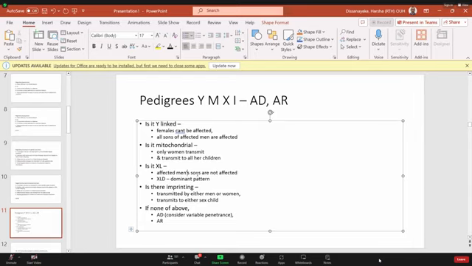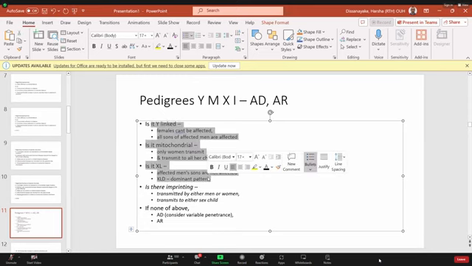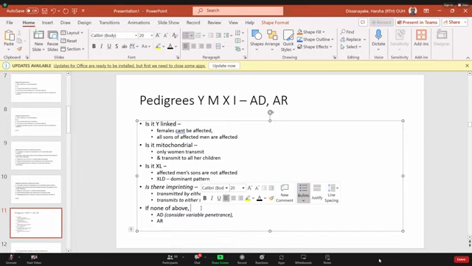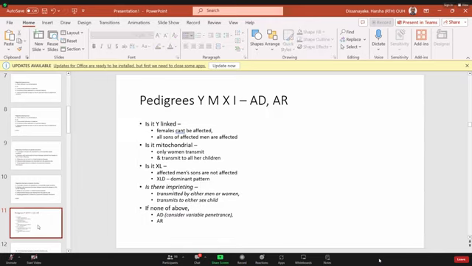Then to differentiate between recessive and dominant, I look at other things like skipping generations. I don't think you need to worry about genomic imprinting. So you can leave it for the moment. And if the pattern is not of any of these, then it's either autosomal dominant, no skipping of generations, or autosomal recessive, where there is skipping of generations. Variable penetrance, again, probably not to worry too much about. Okay, fine.